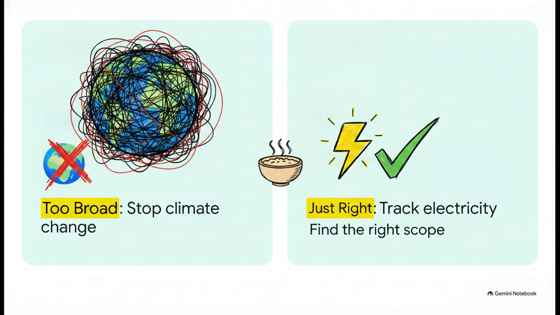This brings us to what I like to call the Goldilocks rule of problem solving. Let's say your idea is to build an app to stop climate change. Look, that is an incredibly noble goal, but it is way, way too broad for one simple app to tackle. It's just too big. But what about an app that helps students track and reduce classroom electricity use? Aha, that one is just right. It's specific, it's actionable, and it's totally realistic for an elegant, simple app to actually fix.